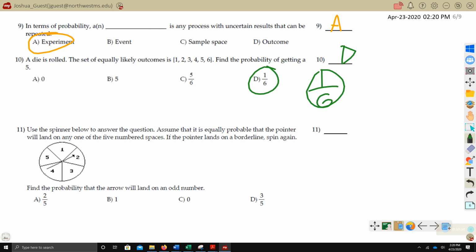Number 11, you have a spinner. It's divided into 5 equal parts, 1, 2, 3, 4, 5. It said if the pointer lands on a borderline, spin again. Okay, so find the probability that the arrow will land on an odd number. So how many of those numbers are odd? Well, you have 1, 3, and 5. You've got 3 numbers that are odd. So that means you have 3 ways it can work. Out of how many different numbers do you have on the spinner? 5. So 3 out of 5 chance it's odd, which is D. So then 10 and 11 both are D.